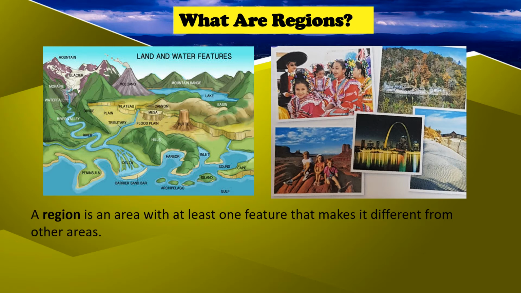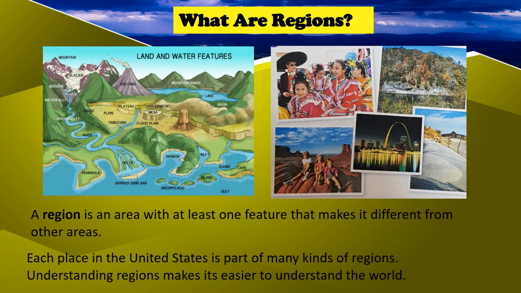For example, a certain place could be an urban region, a coastal region, a rural region, a desert region, or a Spanish-speaking region. All right, so a certain region may be large or small. The continent of North America is a region as well, and the neighborhood where you live is a region. So understanding regions, grade 4, makes it easier to understand the world. We can talk about how places are alike and different.